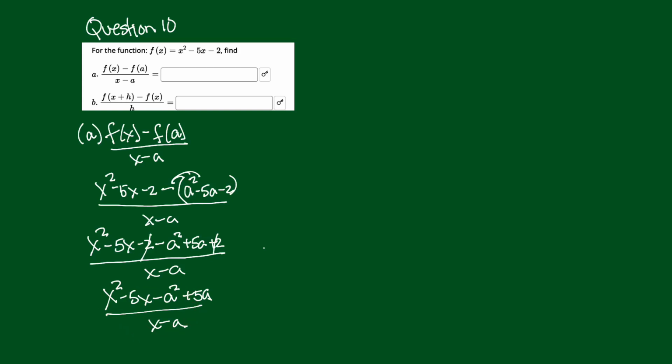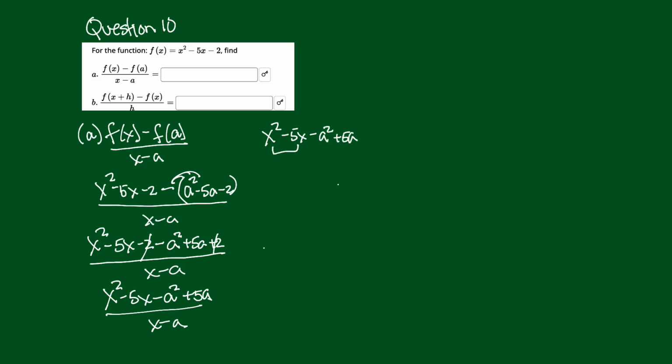Remember back a ways when we were factoring by grouping? I've got an expression here with an even number of terms, and if I group together the first two, there's an x common. If I group together the second two, there's an a common. So here's what I'm going to do. I'm going to rewrite that just so we can see it clearly. It's going to be x squared minus 5x minus a squared plus 5a.